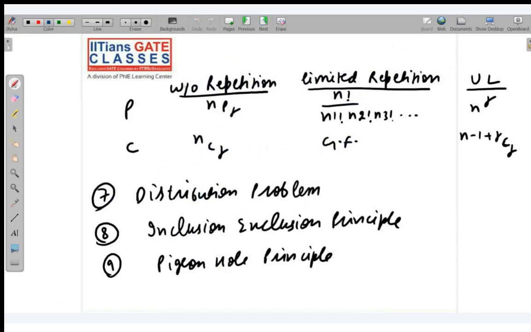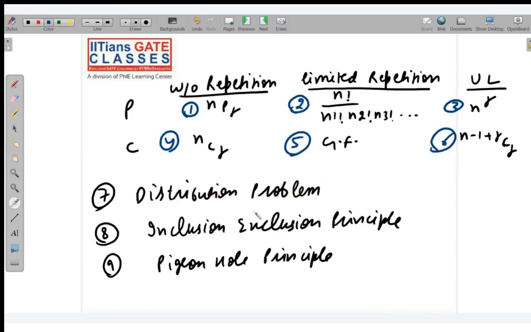See, this is a table. This is permutation, and this is combination. Permutation without repetition, permutation with limited repetition, permutation with unlimited repetition. Similarly, combination without repetition, combination with limited repetition, combination with unlimited repetition. And these are the formulas. So total 6 categories we have done: 1, 2, 3, 4, 5, 6.